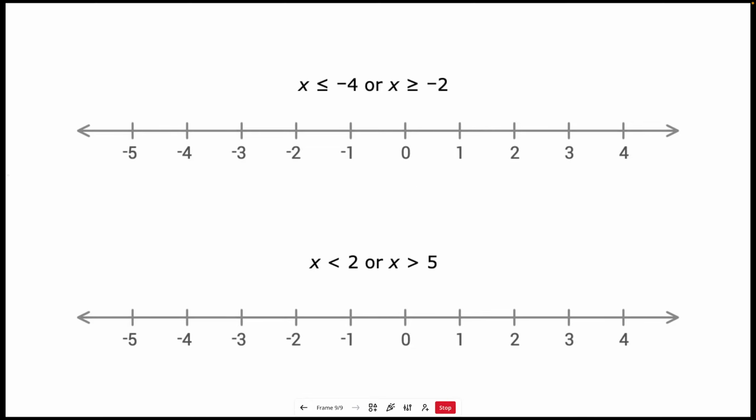Okay, now that you've had time to work these problems, let's check your solutions. For the first problem, we should have gotten both closed circles going in opposite directions. And for the second problem, even though there wasn't a 5 on the graph, I just added one there at the end, should be open circles in opposite directions.